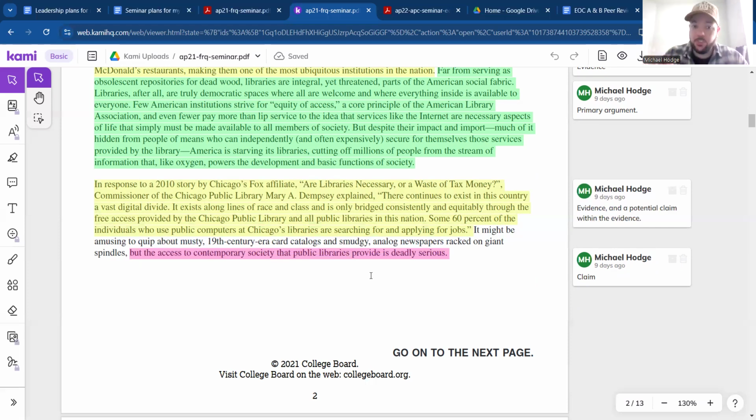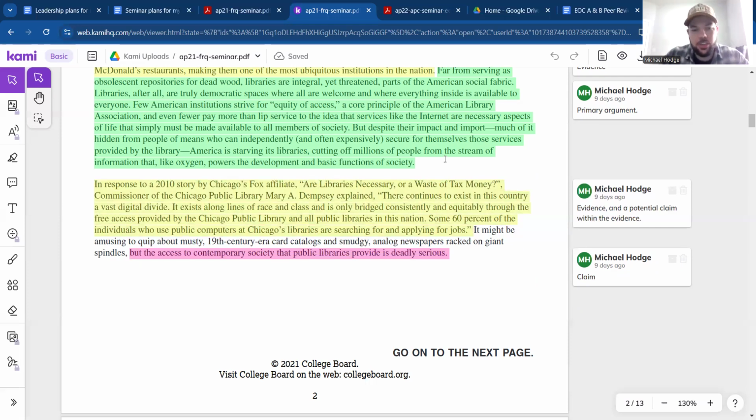Now, you're going to have to do a little bit of reading to say how it supported it. But if you look at the evidence and then you look at the claim, you should be able to quickly make a connection of how that particular evidence would support that particular claim. Bada bing, bada boom. And now you're going to talk about how that could potentially connect to the overall argument.